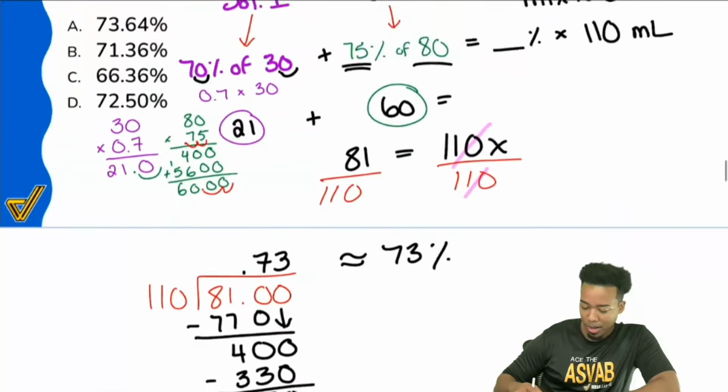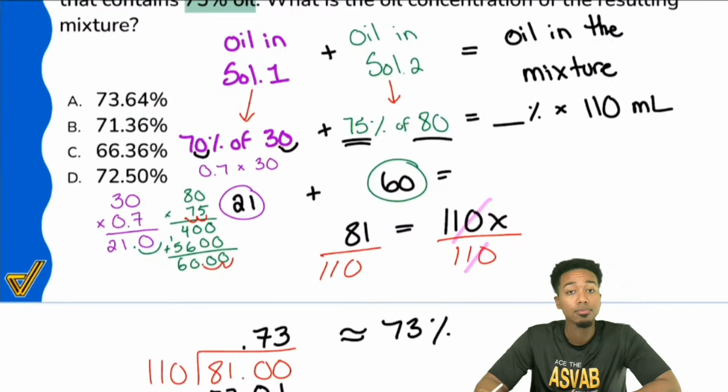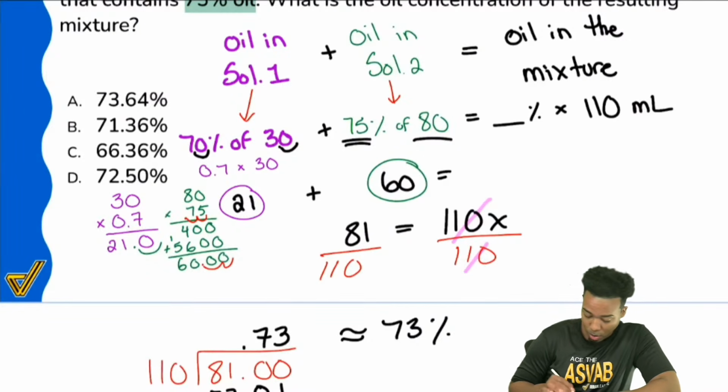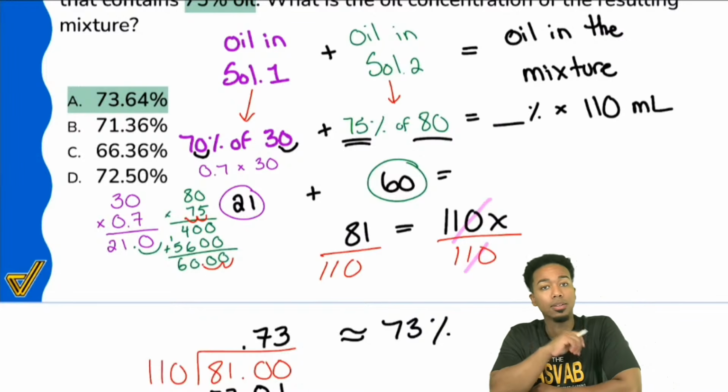Because if I go back up, which one of these is the only one that actually starts with 73%? Yeah, the only one is A. Only one that starts off with 73% is A.